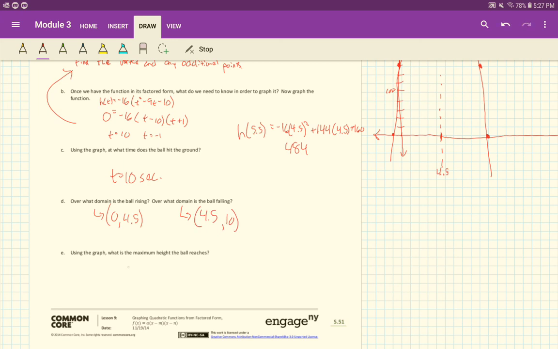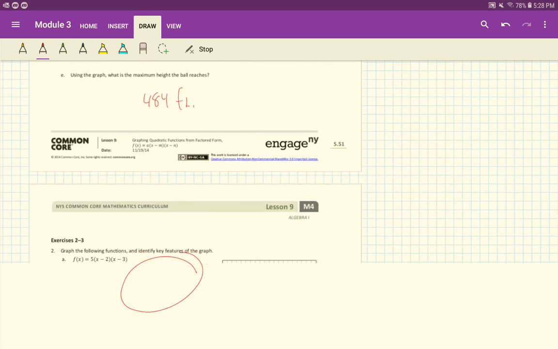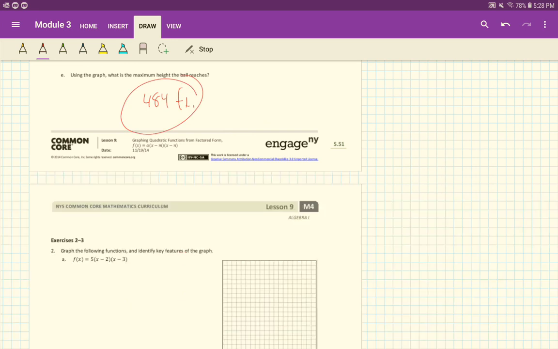Using the graph, what's the maximum height the ball reaches? We found that already. That's the vertex. So 484 feet. All right, and we will stop the video there.